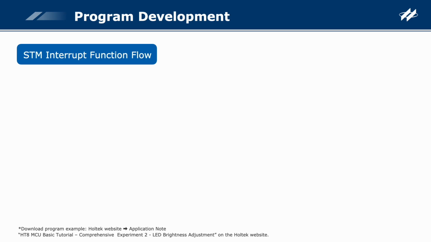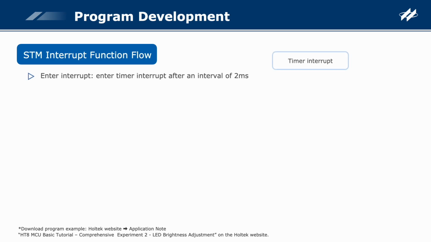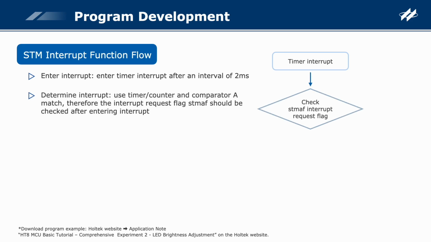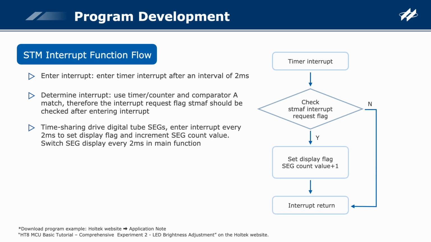Next, look at the timer module interrupt function flow. When the MCU is woken up, the timer will be enabled, and a timer interrupt will be entered after an interval of 2 milliseconds. This interrupt uses the timer, counter function, and comparator match. Therefore, the interrupt request flag bit STMAF should be checked after entering the interrupt. When the timer interrupt is serviced, the display flag is set to 1 and the segment count value is increased by 1. After the main function detects the display flag, it selects which segment to light up according to the segment count value.